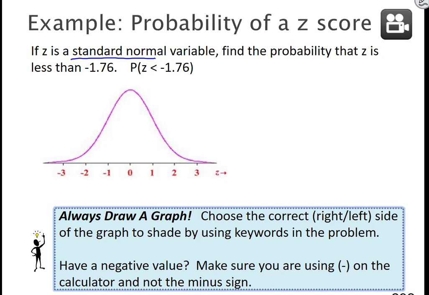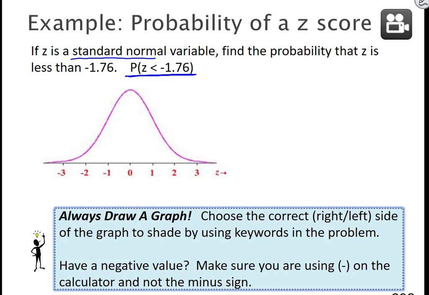So we're going to work through some examples, and this first one says, if z is a standard normal variable, find the probability that z is less than negative 1.76. As you study these problems, sometimes they'll be written out in words, sometimes in symbols. So we've put here the probability, P, parentheses, z is less than negative 1.76. Hopefully you're good with your less than and greater than symbols.